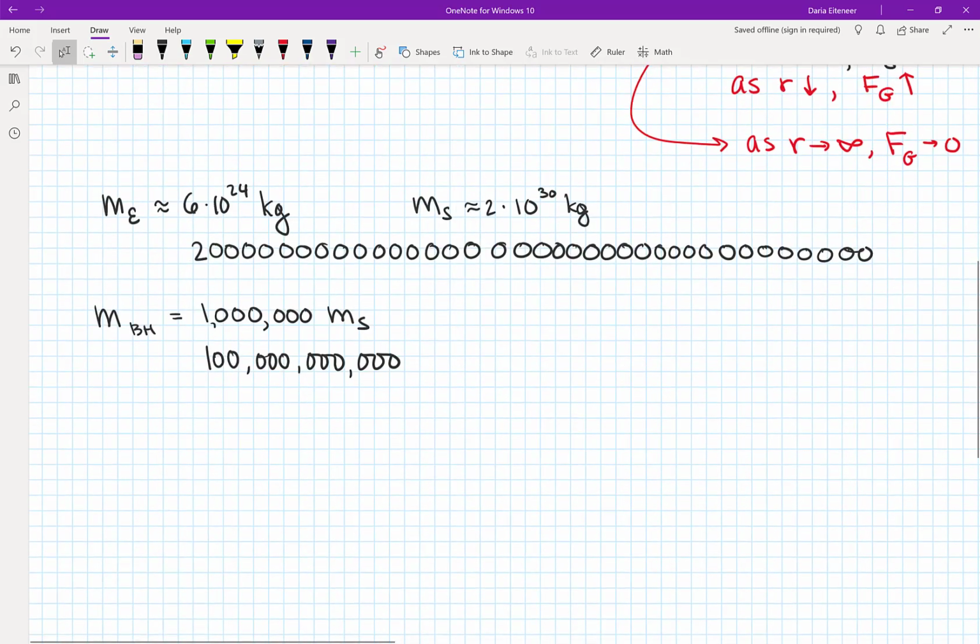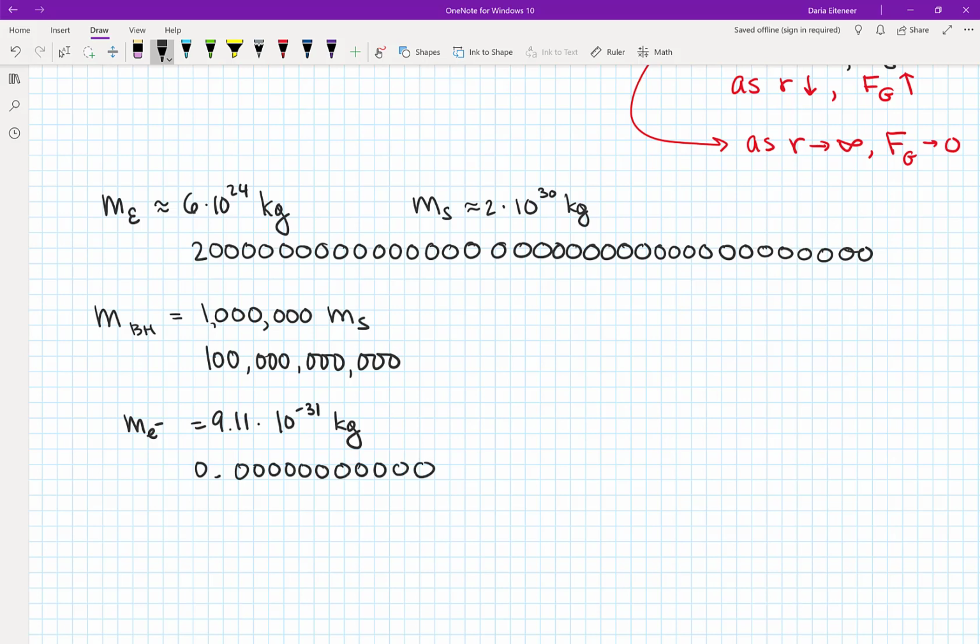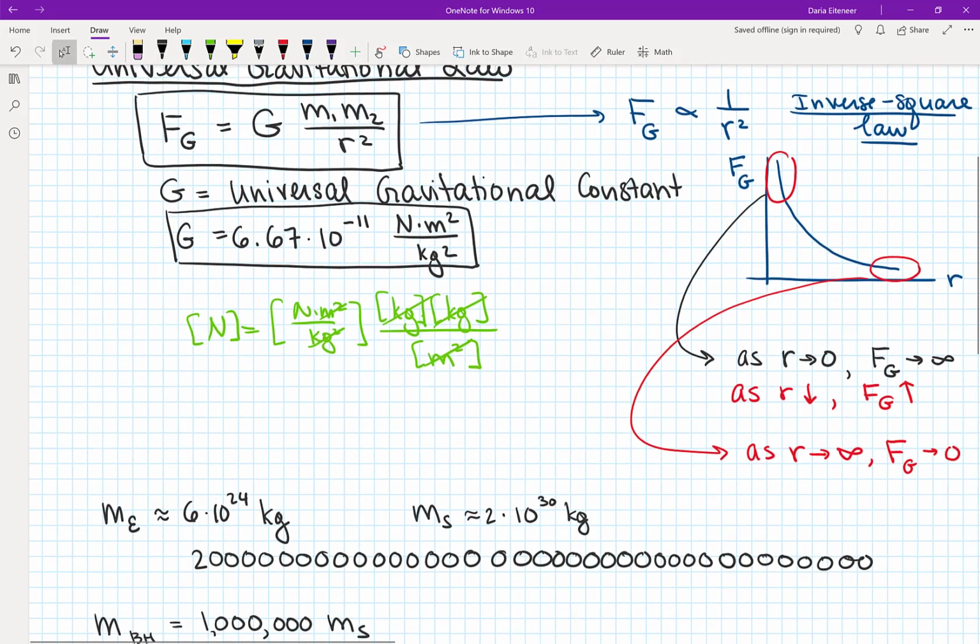Going the other direction, the mass of an electron is 9.11 times 10 to the minus 31 kilograms. That's a lot of zeros in the other direction, right? And we can use the universal gravitational law to also calculate the gravitational attraction between two electrons, or between the Earth and the electron, or anything else in between. So it really is a universal gravitational law. It really works for everything. As long as you know the masses and you know the distances between those masses, you can use it either to calculate that interaction exactly, or at least to get an idea of what that force looks like.